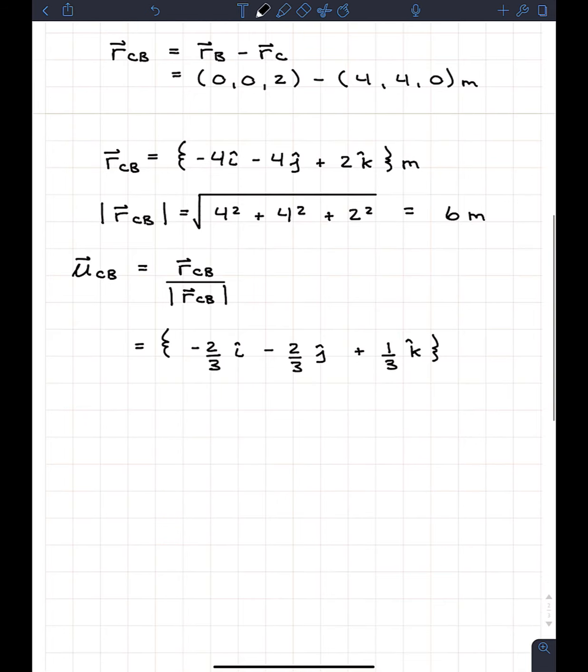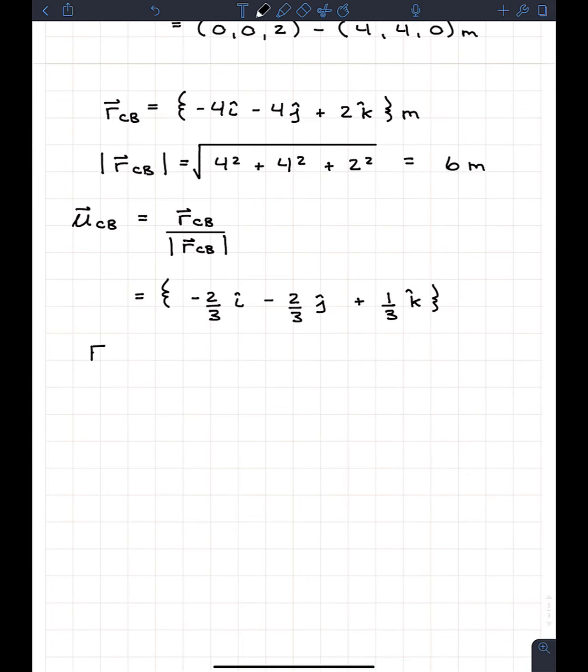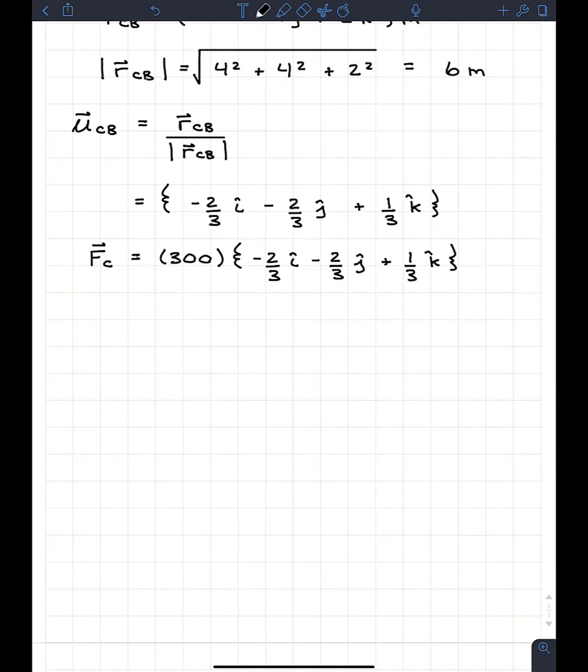So finally, we can go back up and remember that FC in its Cartesian vector form is equal to the magnitude of FC, which we know is 300, multiplied into the unit vector: -2/3 i minus 2/3 j plus 1/3 k. Remember, the unit vector doesn't have units, but the magnitude of the force vector will have newtons. So when we multiply the 300 into everything, that's where the units of newtons start coming in.